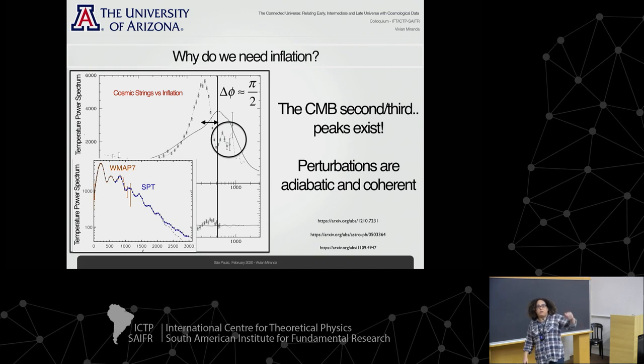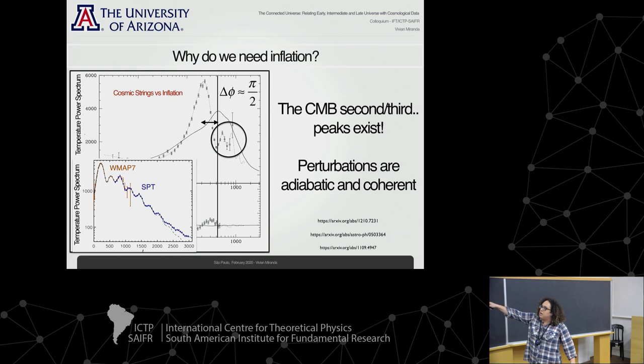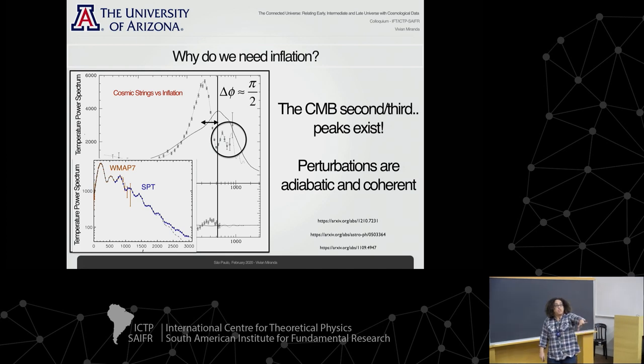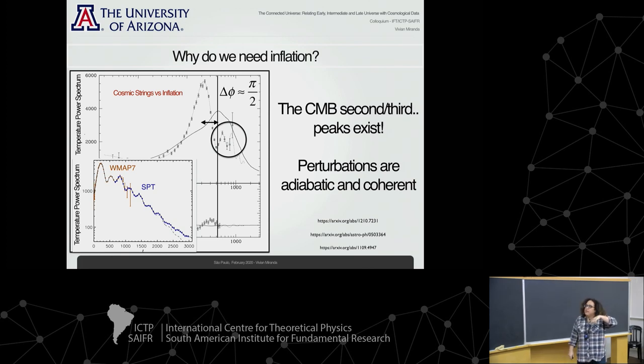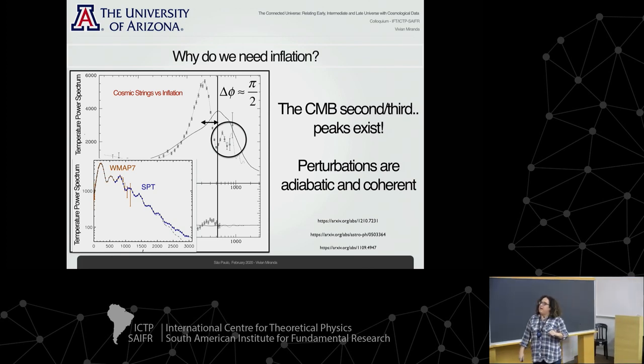And just for comparison, I'm showing you, before we measured those oscillations, we thought that other types of mechanisms could create different types of seeds. So just for illustration purposes, I'm showing here predictions for another type of source, which is called cosmic strings, these topological defects that were popping up in the universe and generating seeds, you know, inhomogeneities in the matter field.